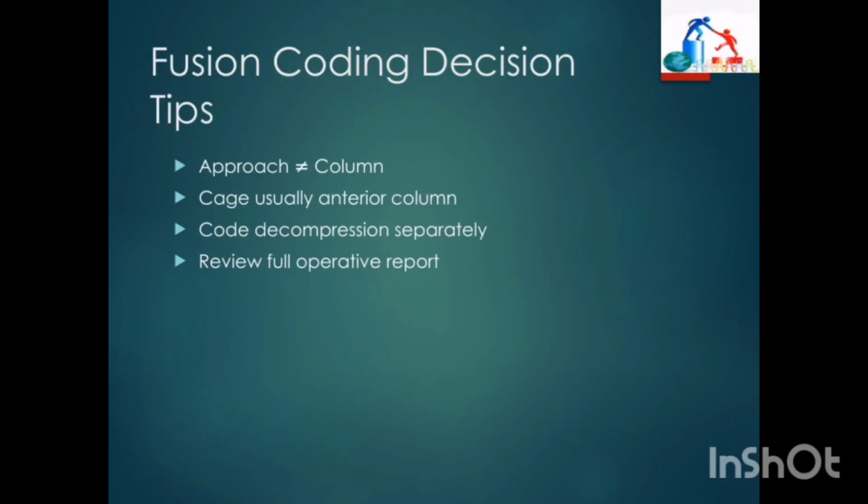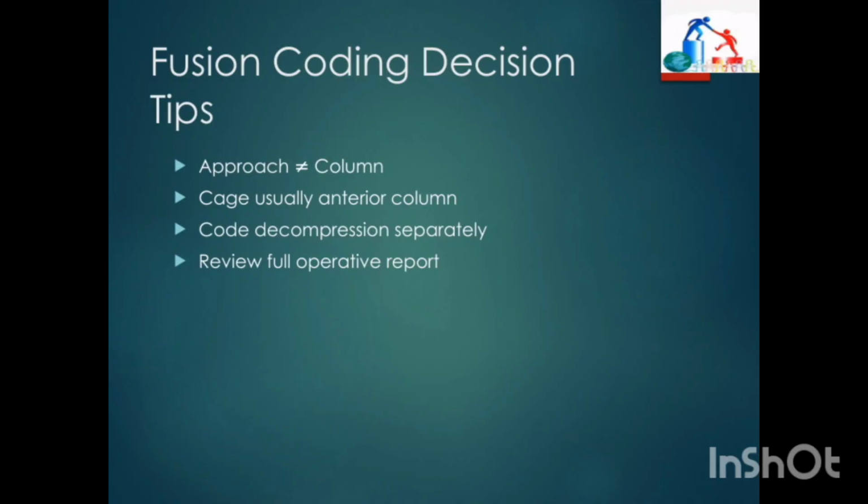Let's start by clarifying that approach does not necessarily equal column. In other words, just because you're approaching a particular area doesn't mean you're working on the entire column. Typically, the cage is usually placed in the anterior column, so keep that in mind during your planning. When it comes to code decompression, make sure to handle it separately from other procedures to ensure accuracy and proper documentation. Always review the full operative report carefully, as it provides essential details that influence your coding decisions.